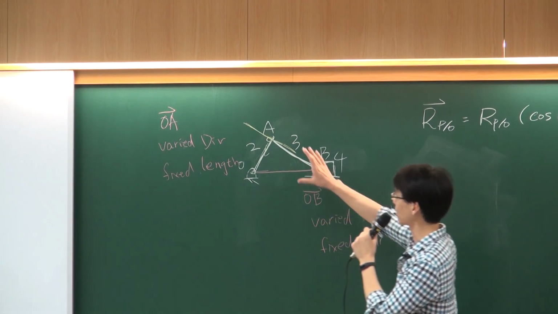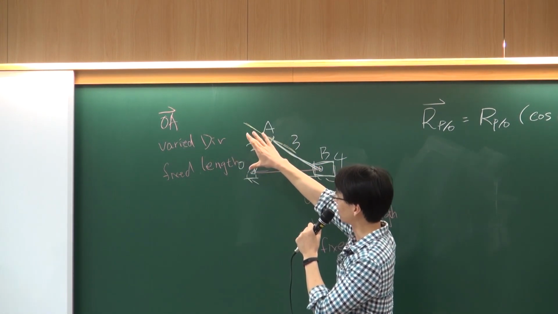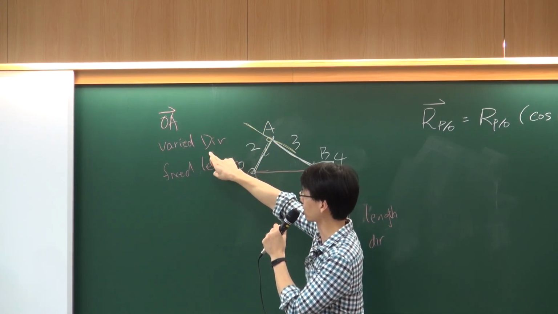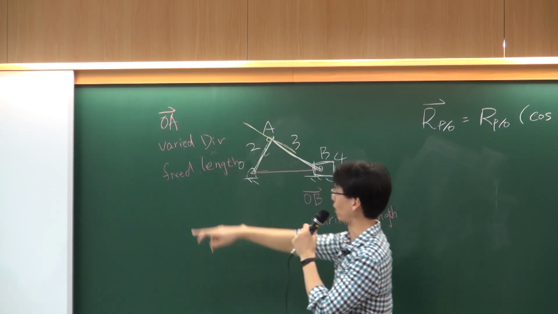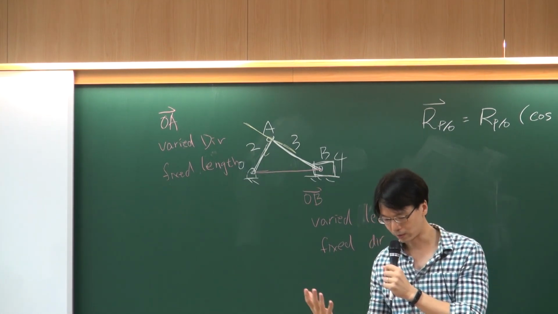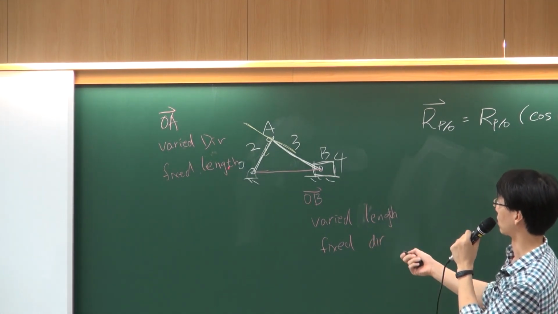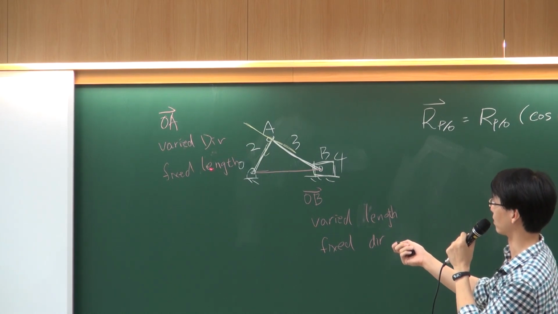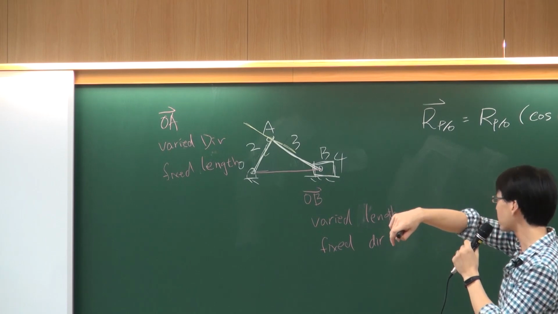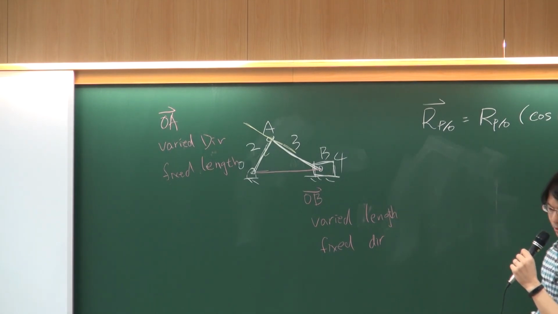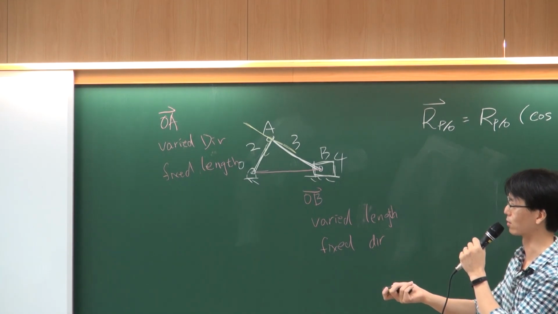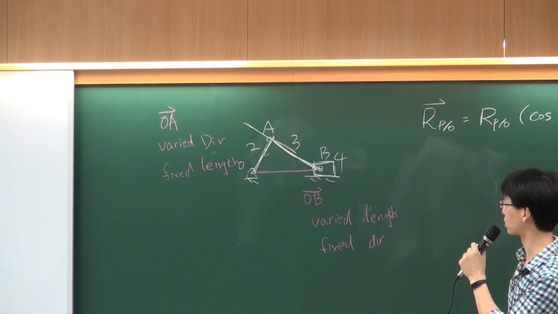So in the previous examples, there's only one variable. In one case the variable is the direction, and in the other case the variable is the length. We never dealt with a problem where both the direction and the length are changeable. That's what we are going to deal with in the second part of the graphical analysis.